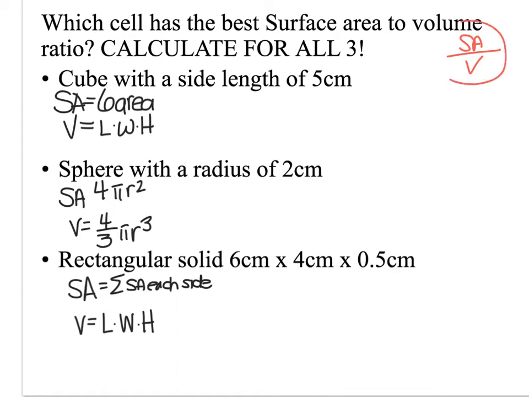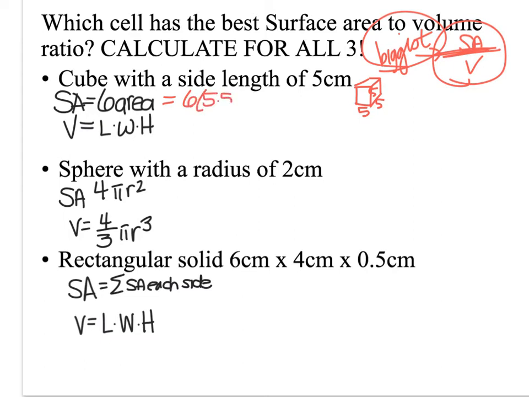What we're looking for is when we do this division, whichever number is the biggest, that's going to be our best cell, because it's going to have the most surface area to volume. So let's look at our first one. All right, so for our cube with a side length of 5 centimeters, you can imagine this cube is basically just 5 by 5 by 5. Our surface area is going to be 6 times the area, or 6 times the length times height, which is going to be 6 times 5, which ends up being 150 centimeters squared.